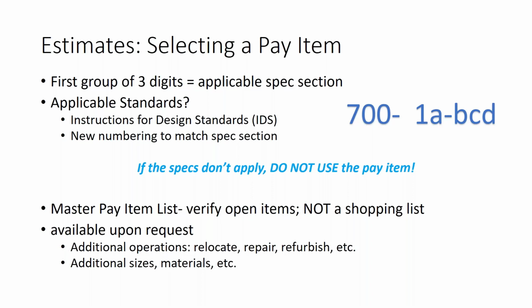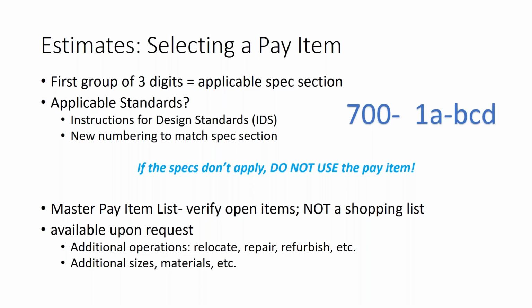The master pay item list has many items that sound similar, such as sealant, but it may have many different applications. So always look at the applicable spec section and verify if that specification applies. Never use the master pay item list as just a shopping list for something that sounds close enough.